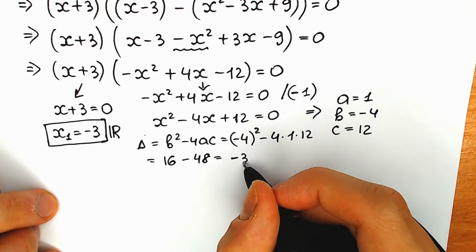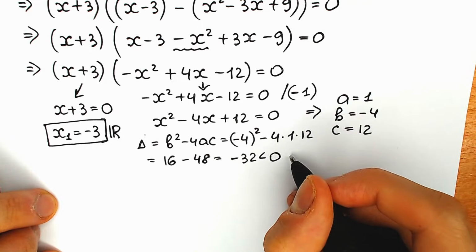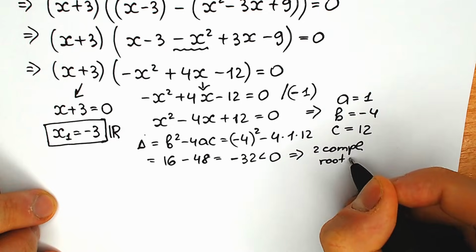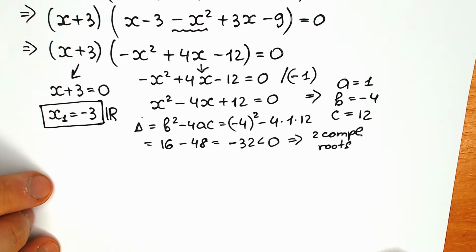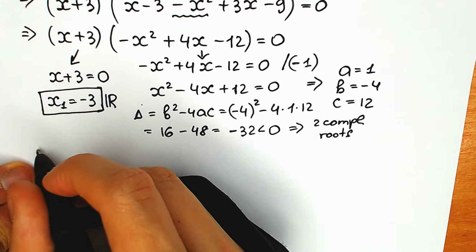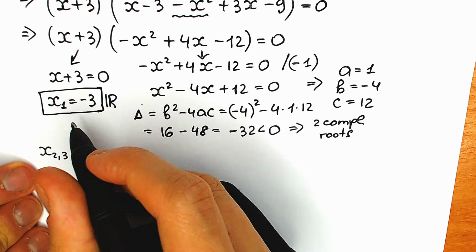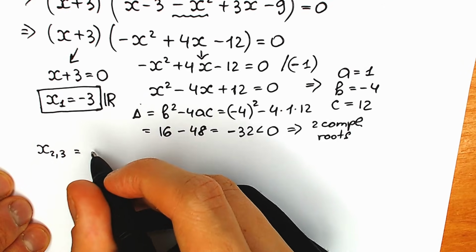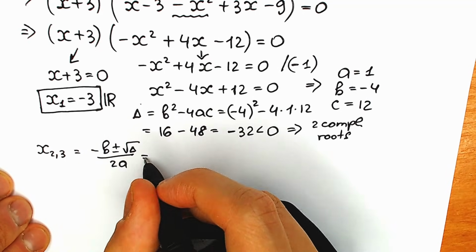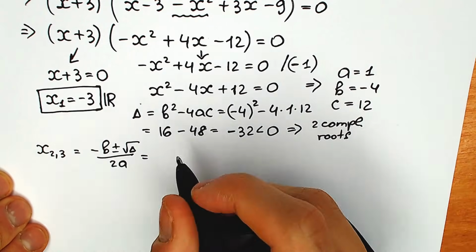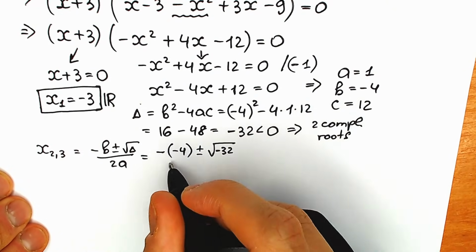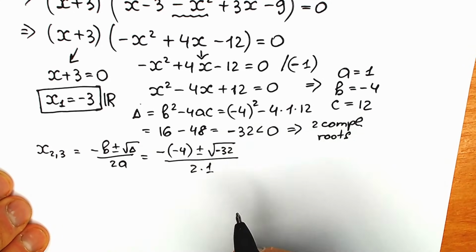So our discriminant is negative. It means it's less than 0. So it means that in this branch we have two complex roots. Right now let's find all of these roots. First of all, we will start with x second and third, because x first is a real number. So let's continue with x second and third, equal to minus b plus minus square root of discriminant, all over 2a. Alright, so let's plug in everything. So from here we have minus minus 4, plus minus square root of minus 32, all over 2 times a, 2 times 1. Really great.